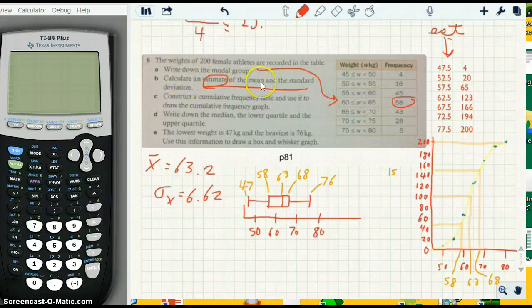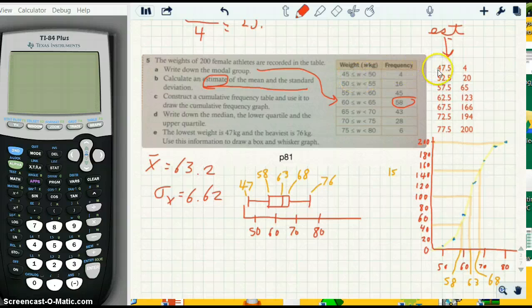And calculate an estimate of the mean and the standard deviation. Well, the reason why they say estimate of the mean and the standard deviation is because we don't know the exact weights for each one of the people. To calculate the real mean, we would need to know that one of these people weighed 46.2 and the other one weighed 48, because the mean would be different depending on how people are distributed in this little category. But they're not asking for the exact mean, they're asking for the estimate of the mean. It doesn't mean that you make a guess, it means that you use a specific procedure to find it.